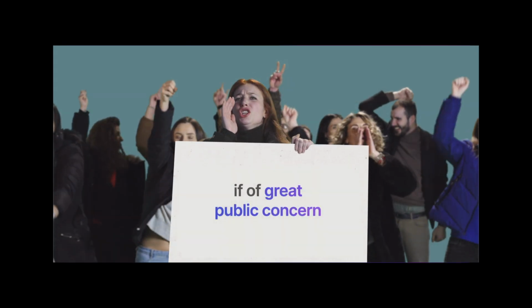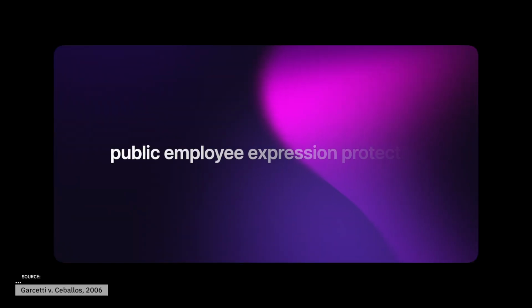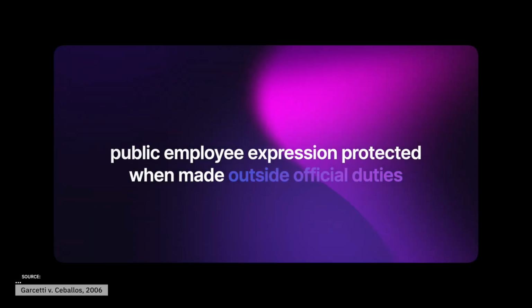The US Supreme Court has set exceptions to freedom of expression in specific situations, such as in Pickering versus Board of Education and Connick versus Myers, declaring that public employees' free expression cannot be violated if of great public concern, if they do not obstruct their duties as an employee. The court later ruled in Garcetti versus Ceballos that public employees' freedom of expression is protected when outside their official duties. Banerjee would have concluded differently in the US than Australia.